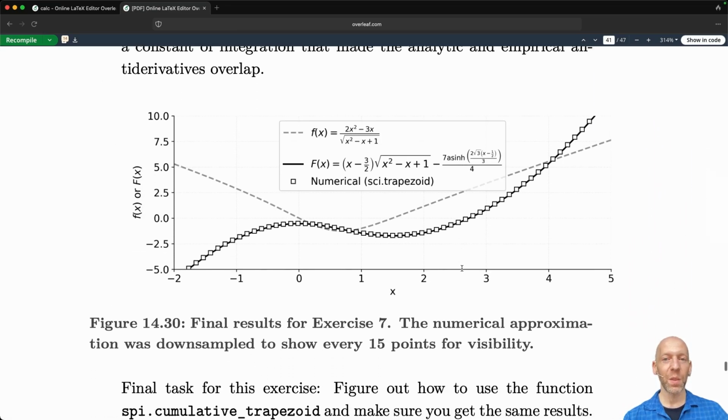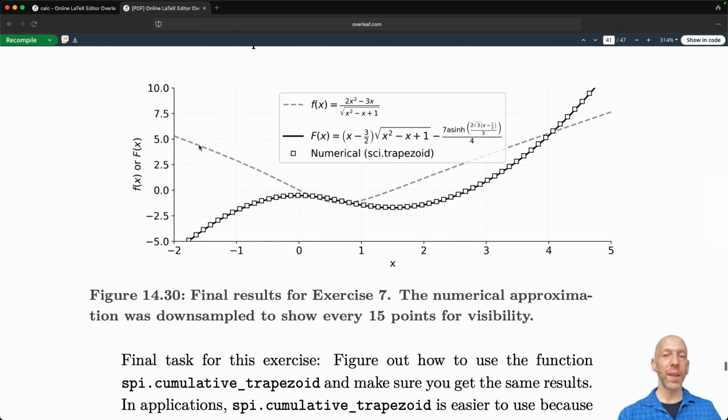Then you want to make this plot here. The dashed line is the same function that you saw in the previous figure. The black line here is the antiderivative from SymPy, so this is the ground truth result. And the squares here correspond to the numerical approximation of the antiderivative using SPI.trapezoid.